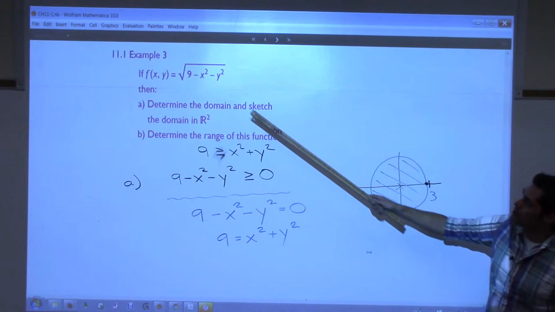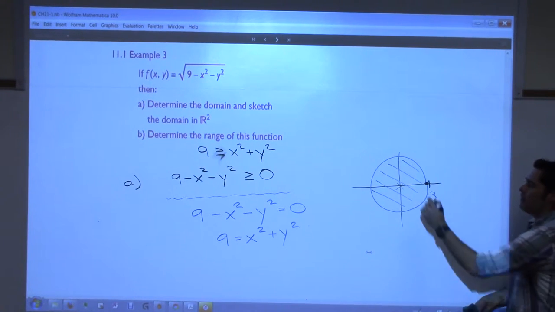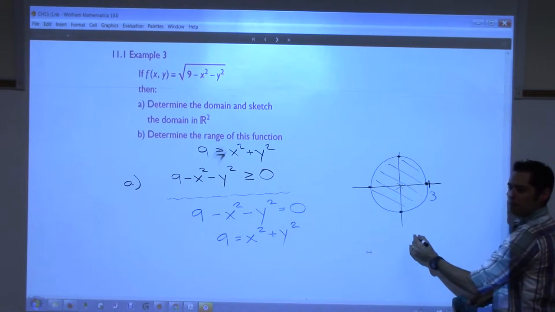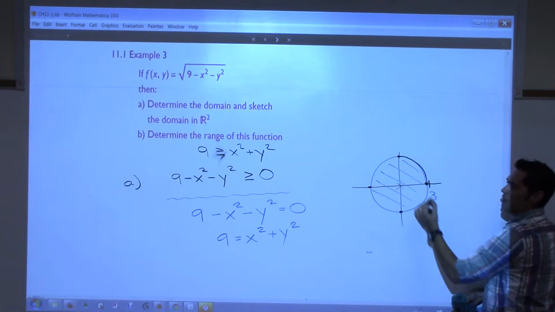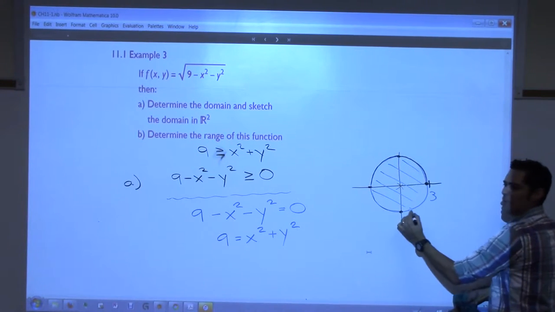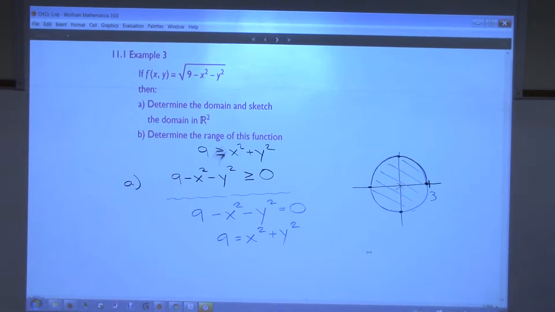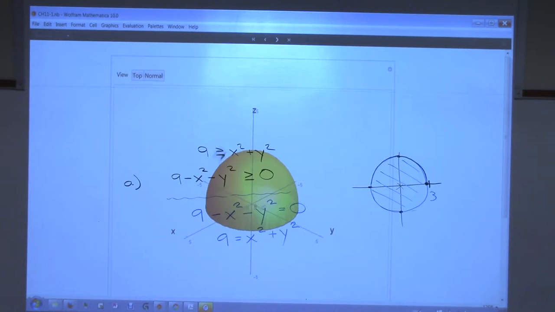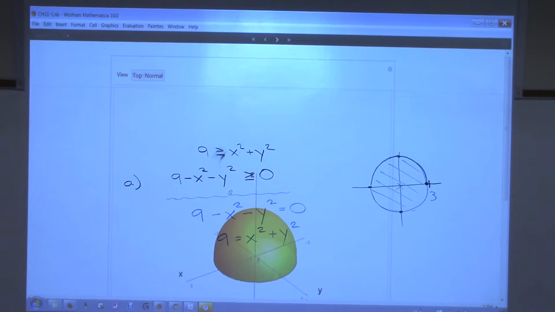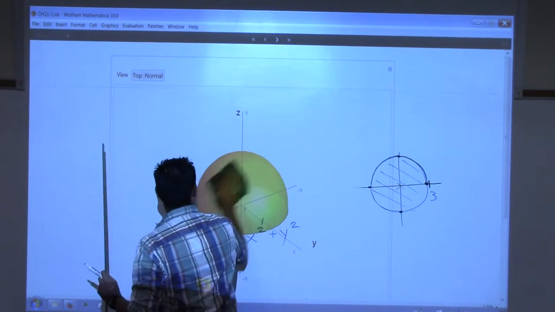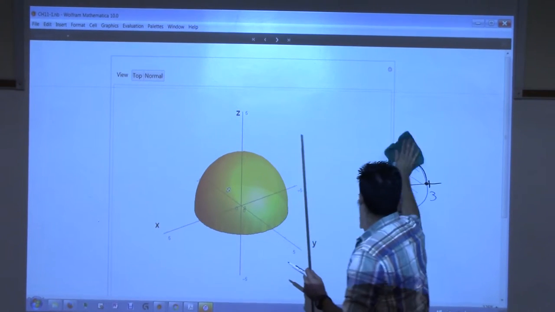What would happen if you plug in 3, 0? You get 0. What if I plug in this point? 0. This one? Zero. This one? Zero. What do you think is going to happen at any point along here? You're going to get zero. So you've got the highest points here, all the edges are zero. You see what it looks like, right? There it is. It's basically the upper hemisphere, isn't it? It's a surface. It's the top part of a sphere.